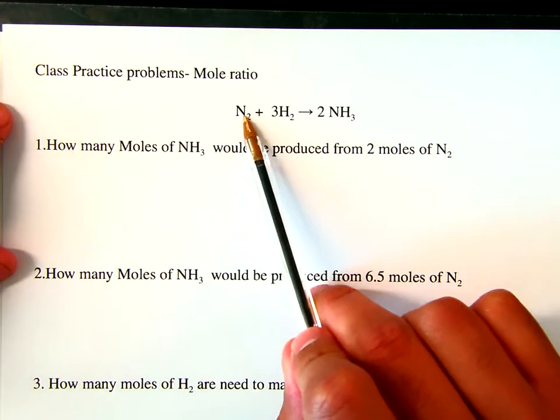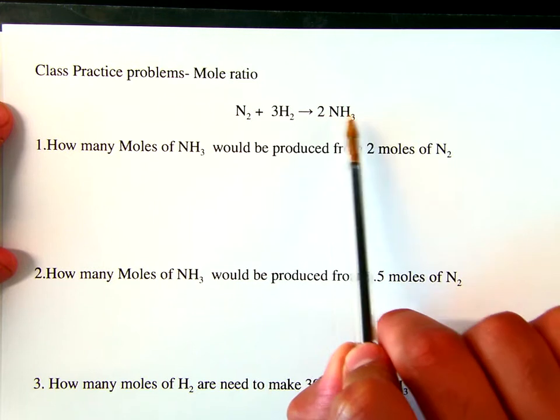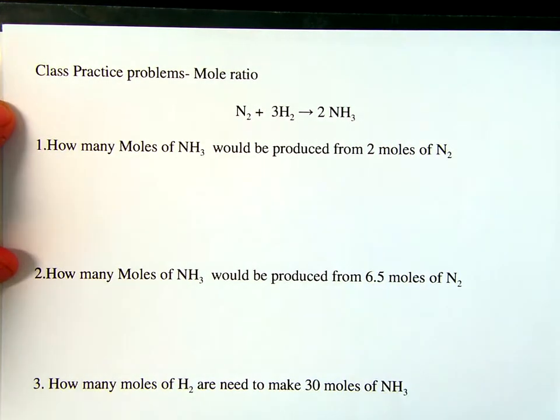In this first problem, we have two nitrogen, and we have 6 hydrogen, right? Because 2 times 3 will give us 6. So this equation is balanced, so that's the first step you want to take.